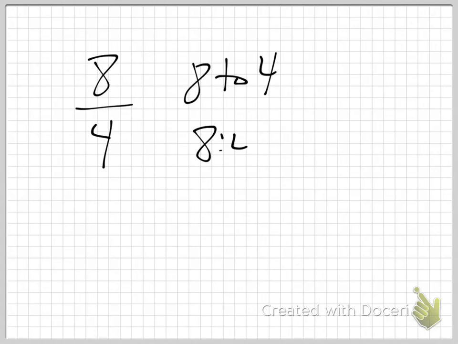What if I was to say, what is the ratio of boys to girls? 8 to 4. Anyway, when you're writing a ratio, it's not a fraction. You don't change it to a mixed number. You don't change it to an improper fraction. It stays.